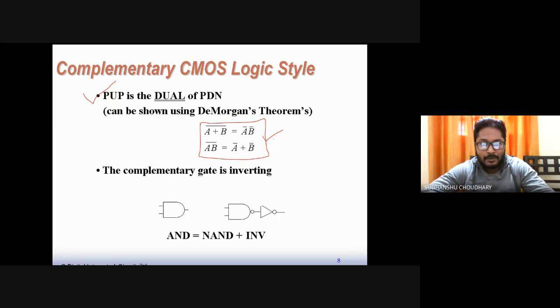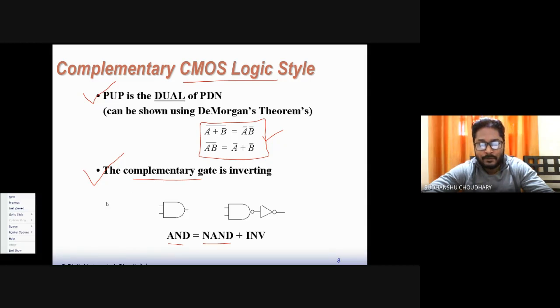Now you will also utilize these theorems if you want to implement a complex logic circuit. You can restructure the logic circuit by utilizing De Morgan's theorems, so that the number of transistors in the final implementation is as small as possible. Now the CMOS logic style is always a complementary logic style. If you want to implement an AND gate, you cannot implement it directly in CMOS logic style, since it's a complementary logic style. It will always implement the complement of any function.